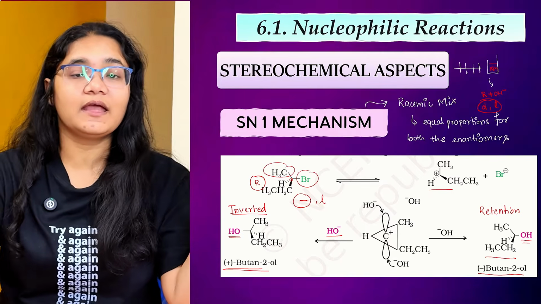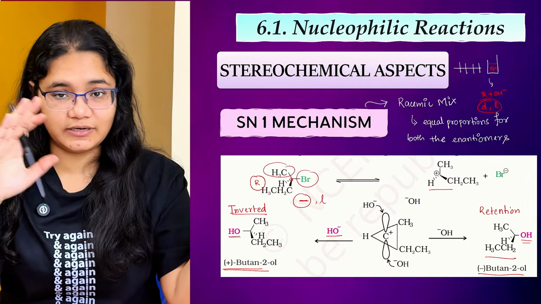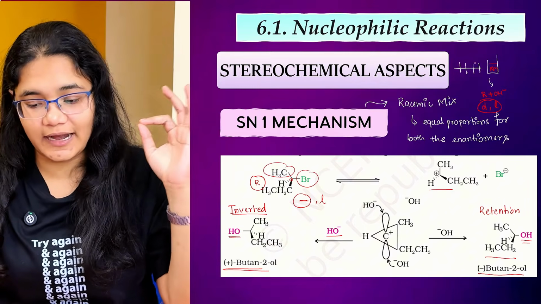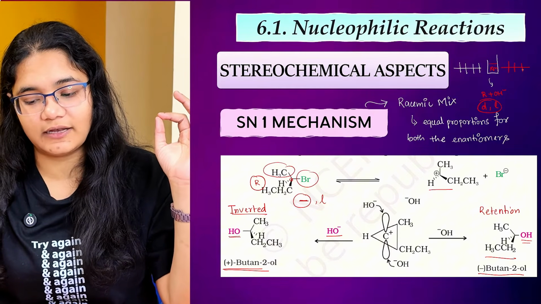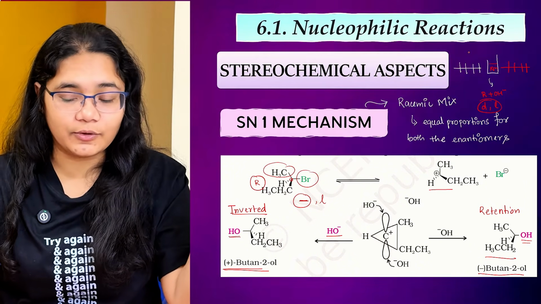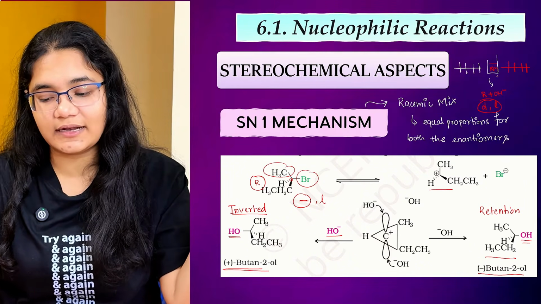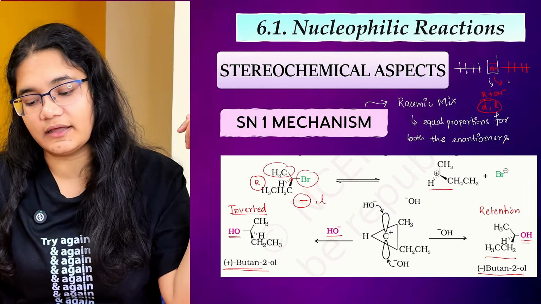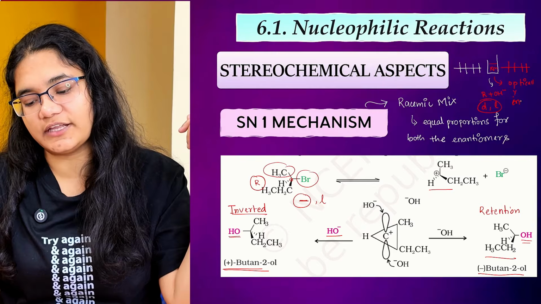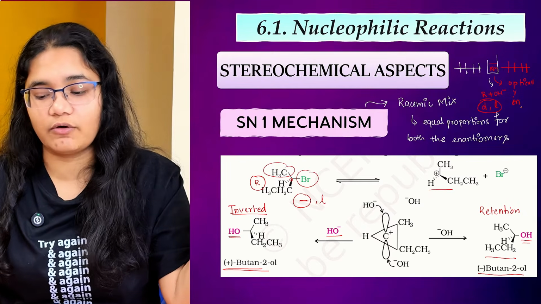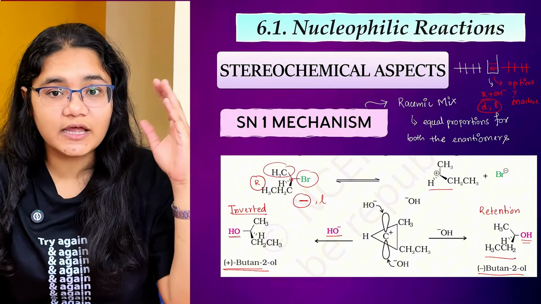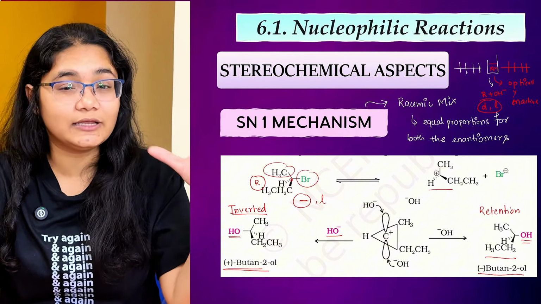So what will happen? If one enantiomer is turning the plane polarized light to the left, the other one will turn it to the right. So at the end, the net effect is zero, and you will find the plane polarized light remains unrotated, or unchanged. So I can say that this racemic mixture is optically inactive now. Why? Because it is not able to change the direction of light. And why is it not able to? Because two enantiomers are present in equal proportions.